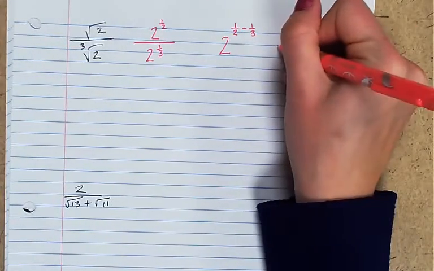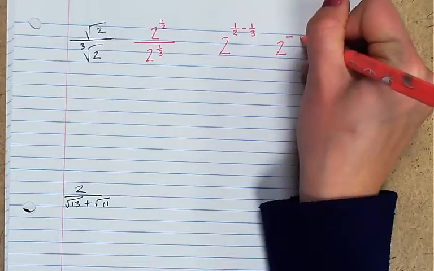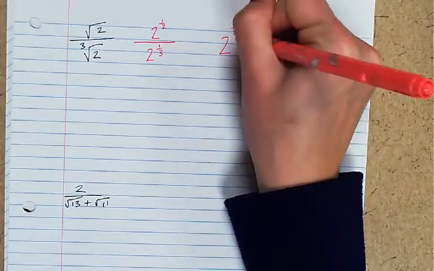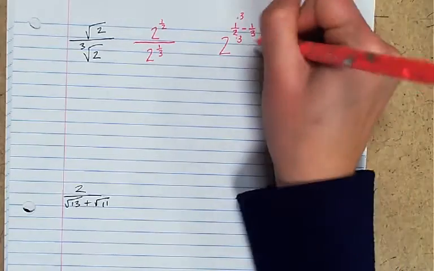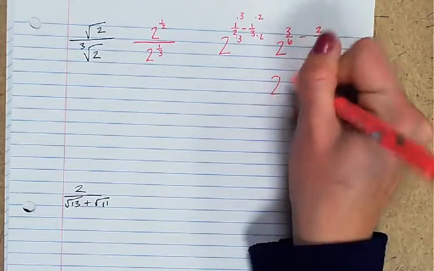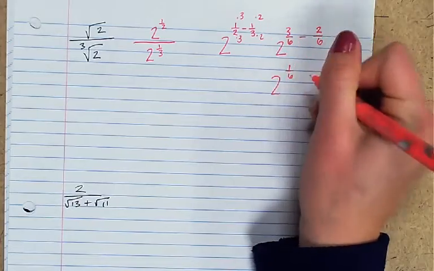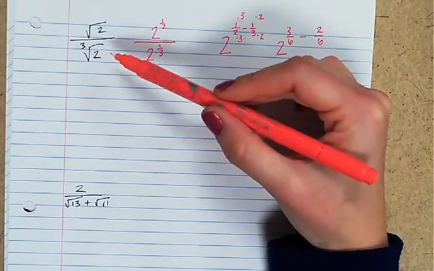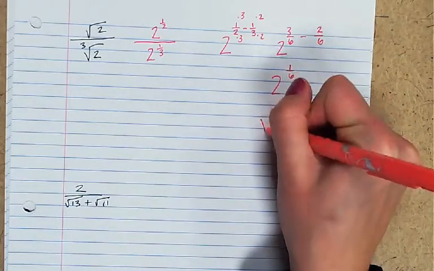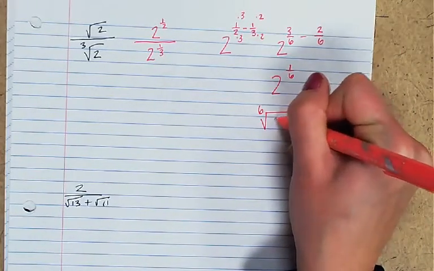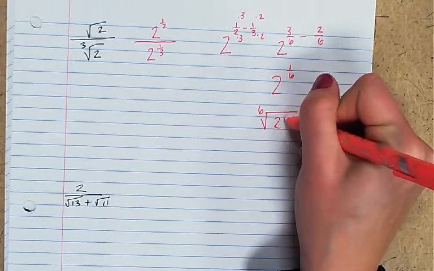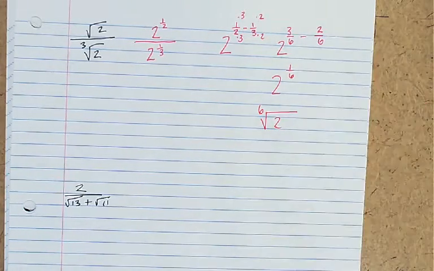Okay, so we have to get common denominators here. The least common multiple of 2 and 3 is 6. So the first one becomes 3/6. The second one becomes 2/6. So 3/6 minus 2/6 is 1/6, and we have to rewrite it in radical form because that's the way it was. So 2 to the power of 1/6 is the same as the 6th root of 2. Remember, the denominator tells you what root it is. The numerator tells you the exponent. You don't have to write the imaginary 1 though.